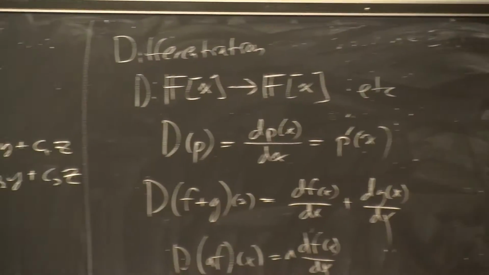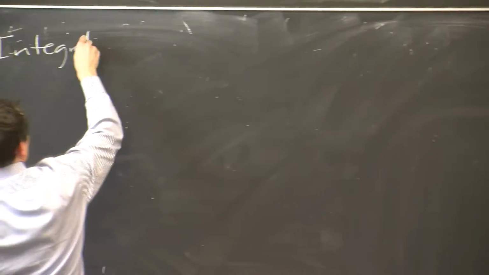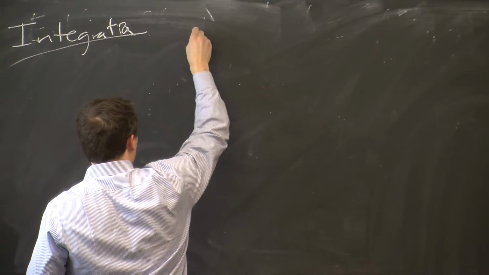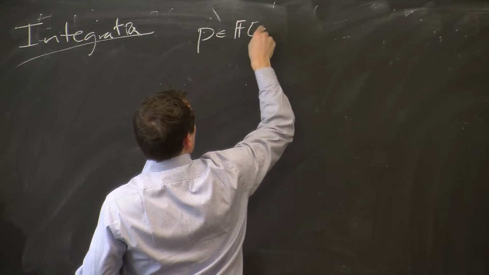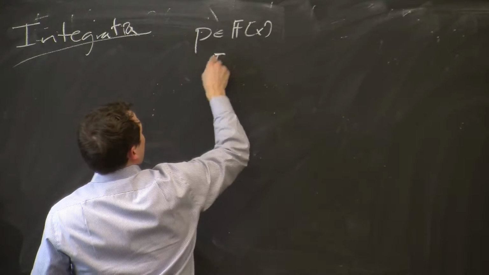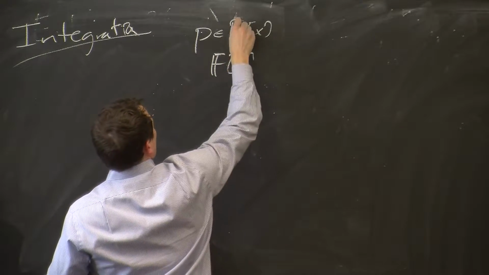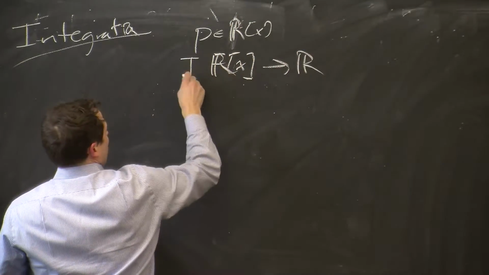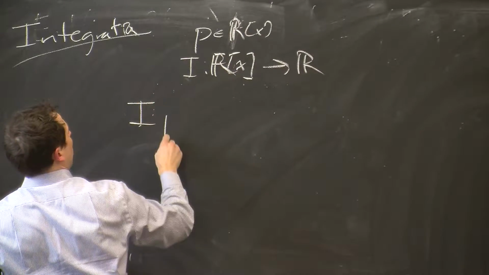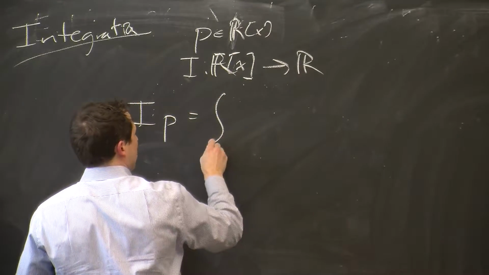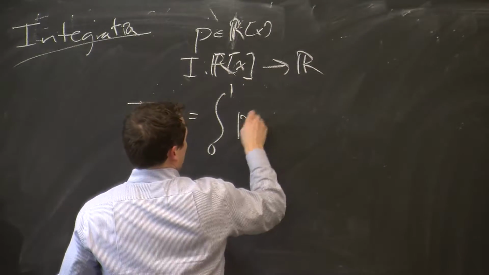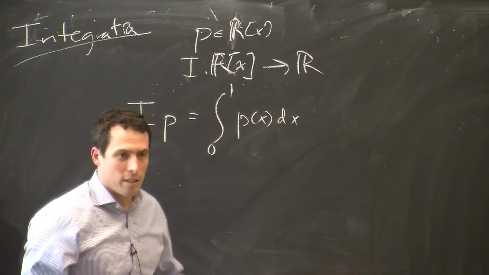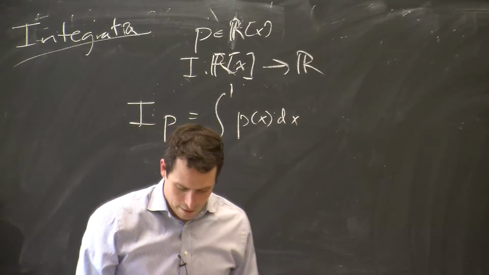In the other direction, I could do integration in various flavors. Let's say the one that sends a polynomial to a real number. Let's make it a real polynomial. Let's call this map I, and that would be the one that takes a polynomial p and spits out the integral from 0 to 1 of p of x dx. Such a thing is also linear, respecting addition and scalar multiplication of polynomials.